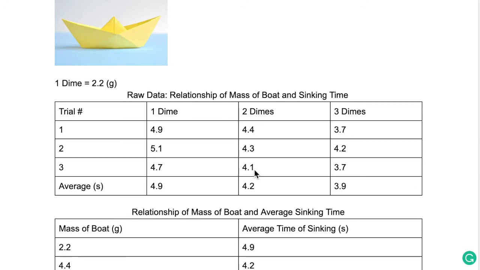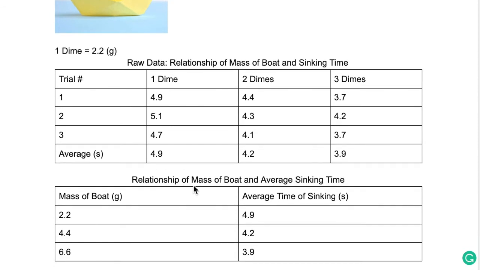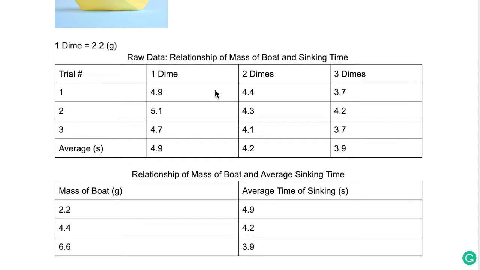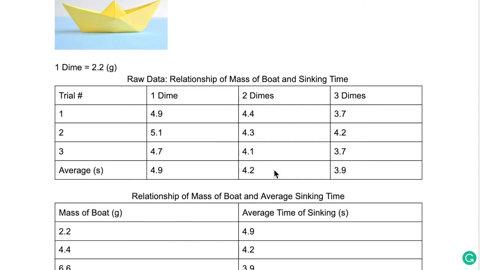But before we make this other type of graph, it's important for us to simplify the numbers we found so that we could put them into a direct relationship. So what we do is, because what we're looking into is the heavier boats and sinking time, we put the mass of the boat over here and the average sinking time over here. You can see that over here, the mass is represented in grams. And instead of putting a number of dimes, because we want to look at the relationship of mass, it's important we use units such as grams, which actually measures the mass.